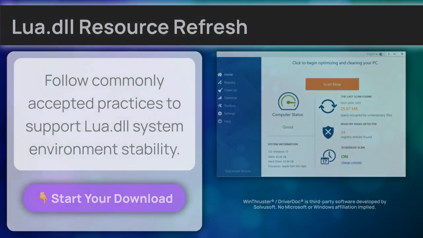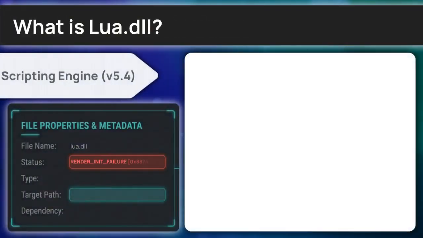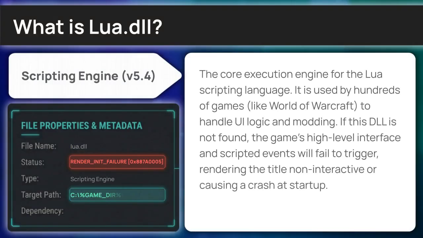This is the Lua Scripting Engine, the core execution engine for the Lua scripting language. It is used by hundreds of games, like World of Warcraft, to handle UI logic and modding. If this DLL is not found, the game's high-level interface and scripted events will fail to trigger, rendering the title non-interactive or causing a crash at startup. Now that you're up to speed on the file's role, let's begin the repair process.